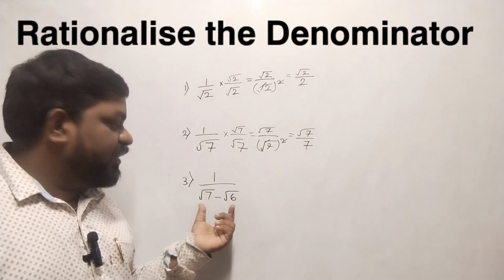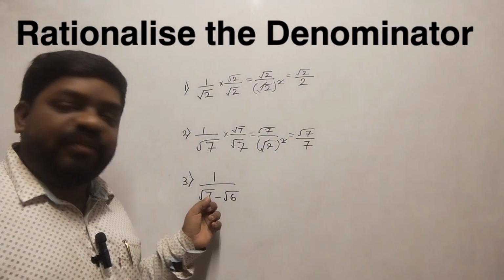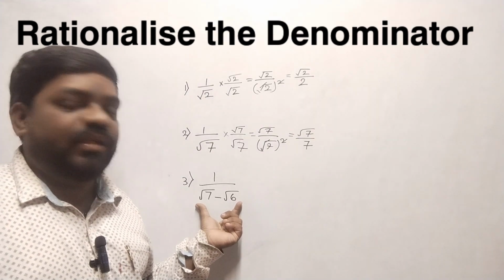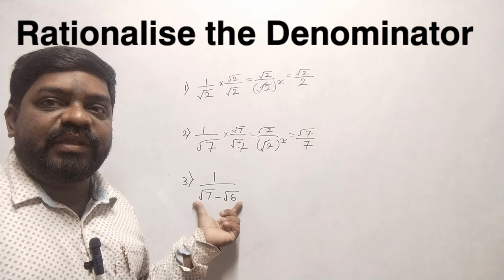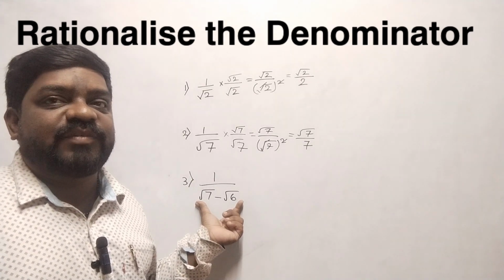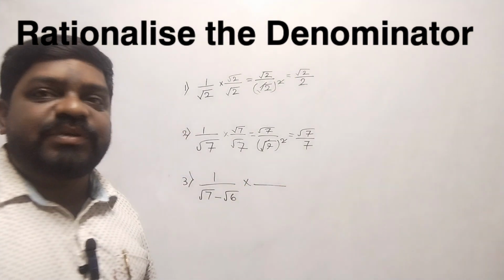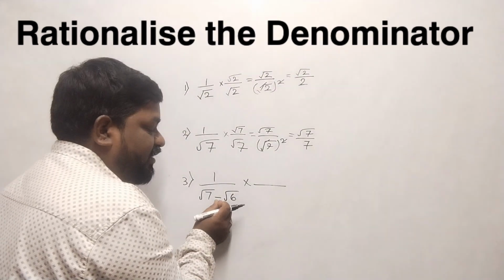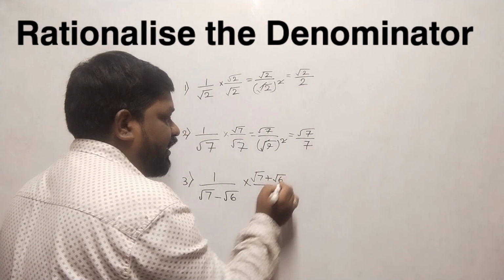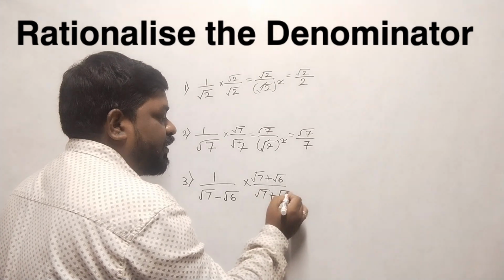Next, look at the next one. Here we have two irrational numbers in the denominator, that is root 7 and root 6. So we have to rationalize this denominator. To do this, bring the denominator to the form a plus b into a minus b. Change the sign and multiply the numerator and the denominator by root 7 plus root 6.